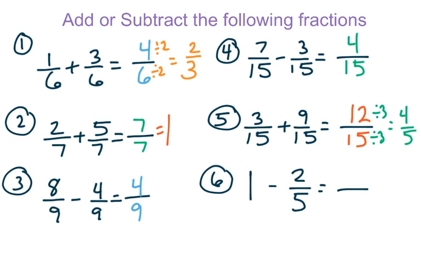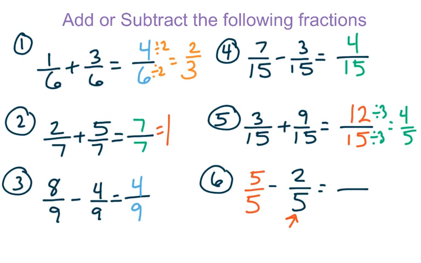Because we're subtracting 1 whole minus 2/5, our denominator is going to help us with that. It shows a 5 in the denominator, which means 1 whole is going to have 5 equal pieces. So we can cross out this 1 whole and change it to 5/5. 5/5 is going to be equivalent to 1 whole.